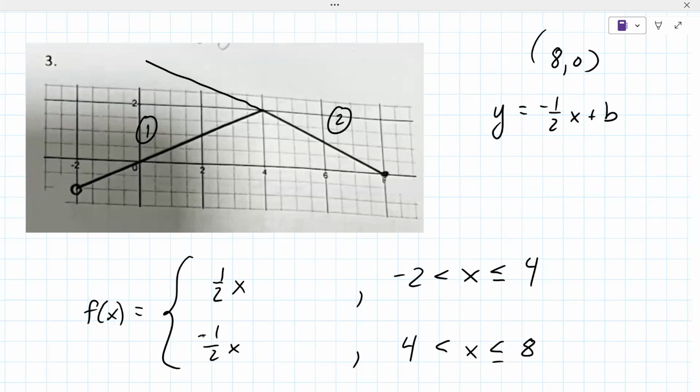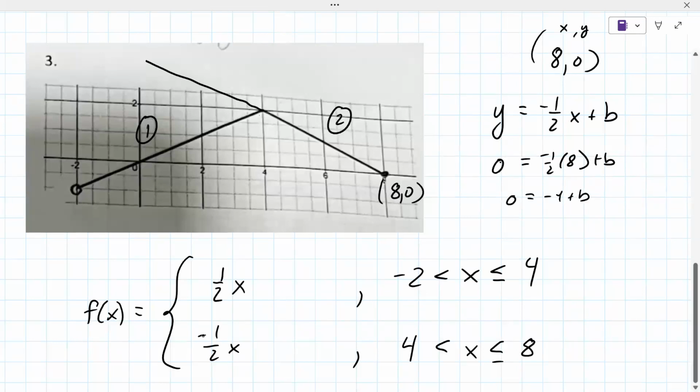Wait, where do we get the 8? Right over here, one of these endpoints. So we just put that in for x. Yes, put it in for x. Okay, so y equals -1/2 times 8 plus b, and 0 is the y value. So 0 equals -4 plus b, and what does b become? 4. b is 4. So that's your intercept there.